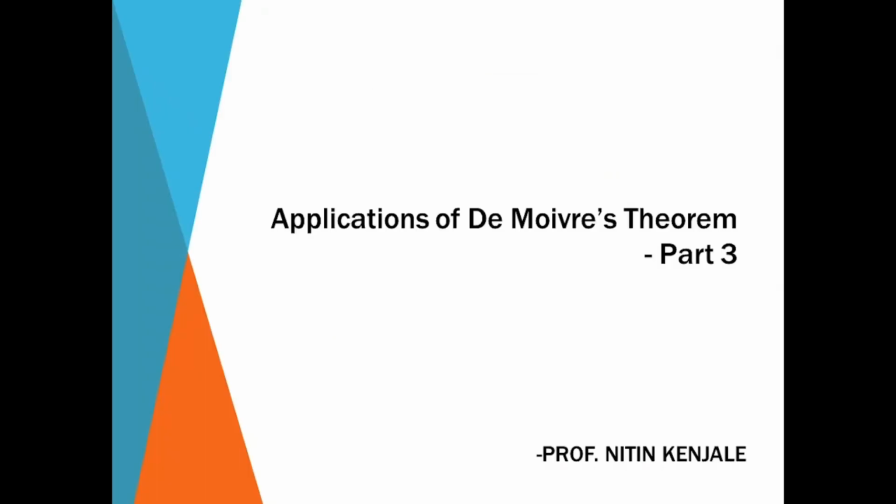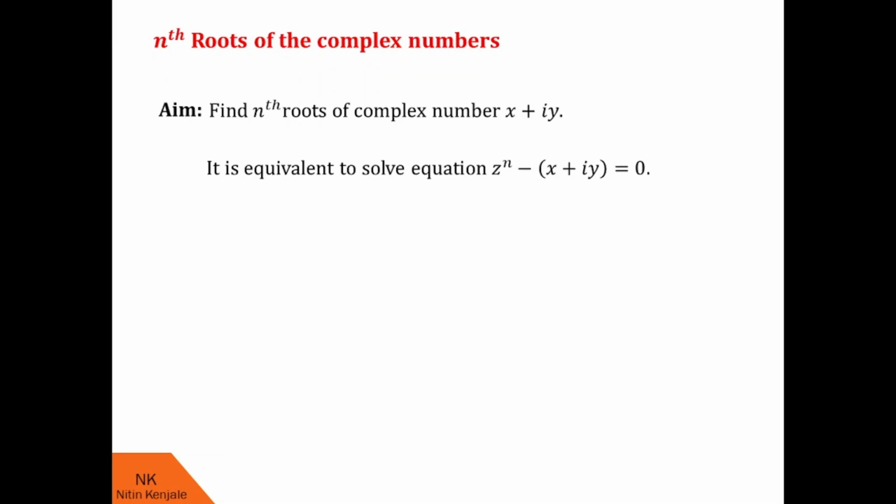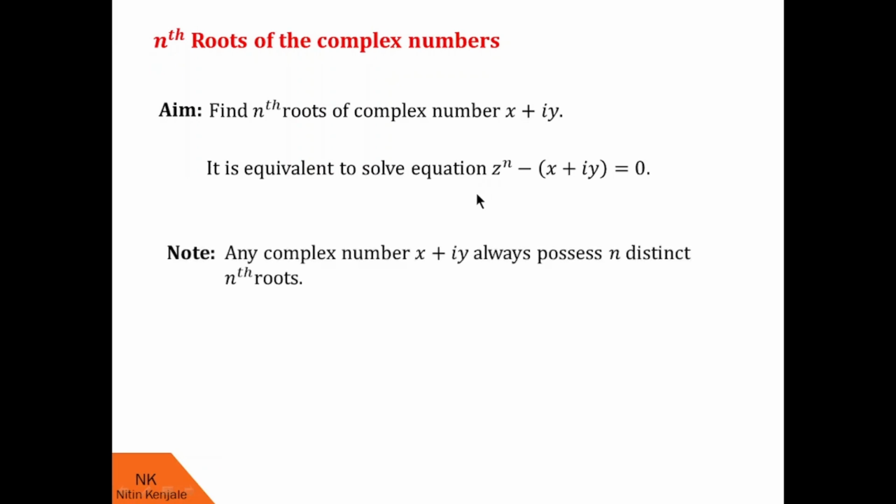In this video, we are going to see the third application of de Moivre's theorem, that is to find nth roots of a complex number. Finding nth roots of the complex number x plus iy is equivalent to solving the equation z raised to n minus (x plus iy) is equal to 0. Since this is a degree n equation, it will have n distinct roots. Therefore, note that any complex number x plus iy will always possess n distinct nth roots.